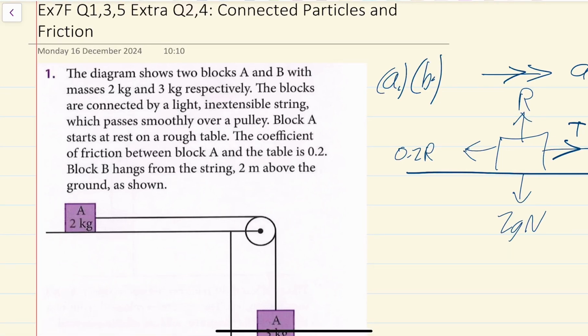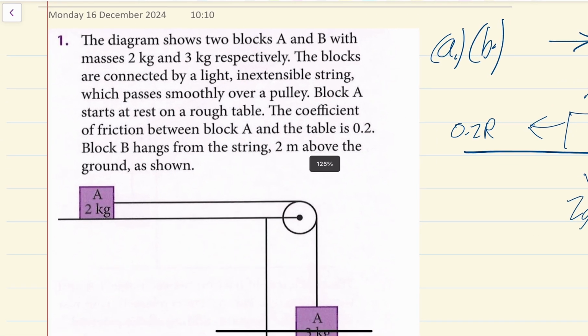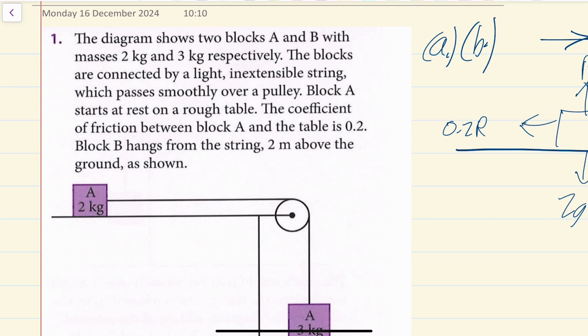This is a connected particles question, which involves friction. It says the diagram shows two blocks A and B with masses 2 kilograms and 3 kilograms respectively. The blocks are connected by a light, inextensible string which passes over a smooth pulley. Block A starts at rest on a rough table.